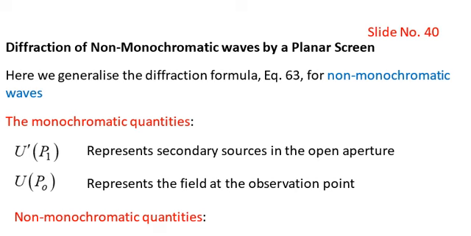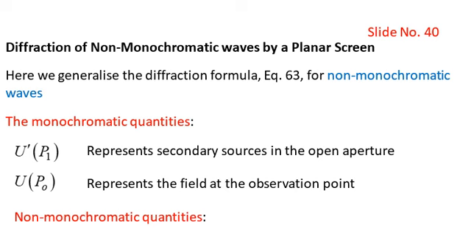In principle, we are going to extend our previous derivations for monochromatic waves consisting of a single wavelength or frequency, and now we want to convert the expressions that we have derived earlier into a form suitable for non-monochromatic waves. Here we generalize the diffraction formula of equation 63 for non-monochromatic waves. The monochromatic wave quantities were U prime of P1, which represents the secondary sources in the open aperture, and U of P naught, which represents the field at the observation point.